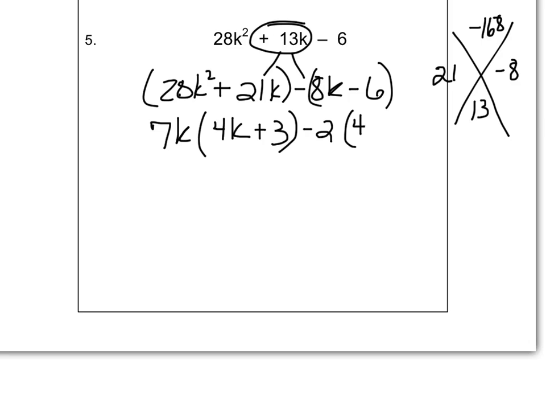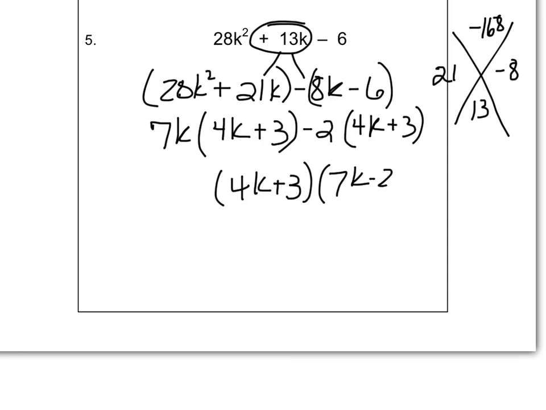I have a k. I didn't take it away, so I still have it. And negative 6 divided by negative 2 is a positive 3. They both have a 4k plus 3 in common and a 7k minus 2 left over.